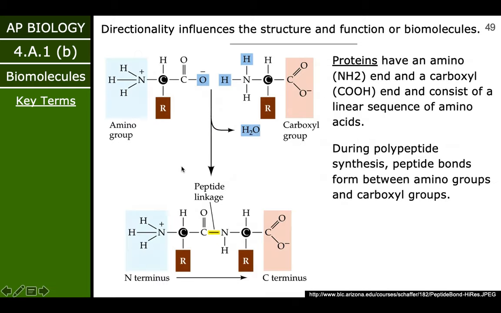Okay? Proteins also have some directionality. Okay? So remember that proteins have your amino end and your carboxyl end on the amino acids themselves. Okay? And then that, as a consequence, affects the protein. So the protein itself also has an amino end and a carboxyl end. Don't need you to memorize which, but you should be able to recognize the N-terminus side of a protein and the C-terminus side of the protein.